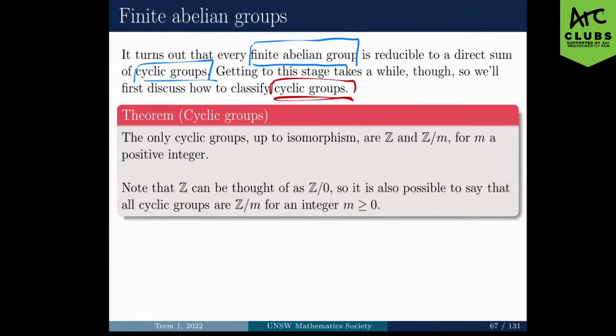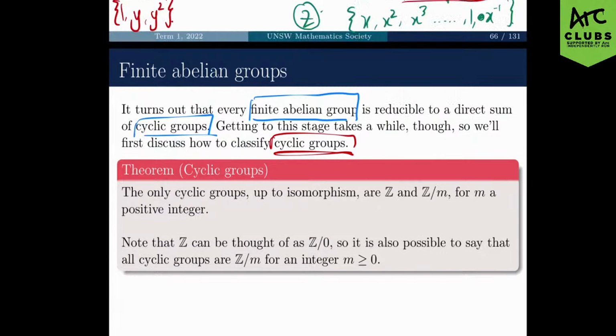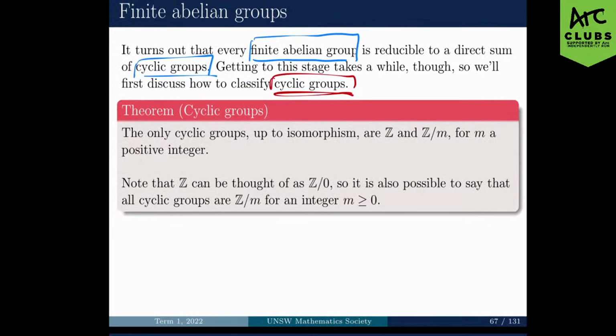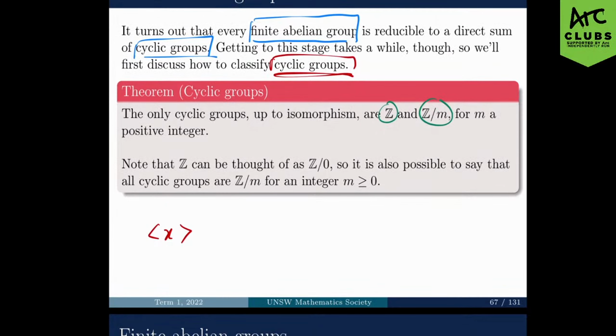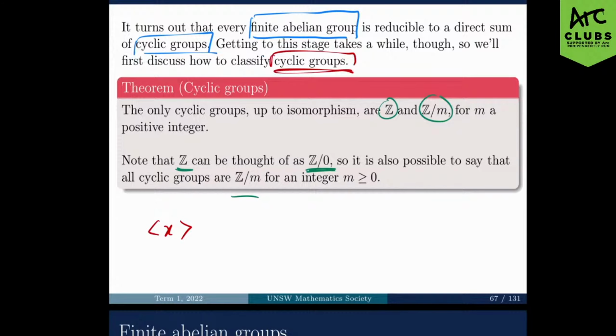So all cyclic groups, and we just kind of touched on that a bit before. Cyclic groups are just groups generated by one element. They're equal to Z or Z on M for M a positive integer. And there's a bit of a note here that Z can be thought of as Z divided by 0. So we can also just in general say that all cyclic groups are Z on M for some integer M greater than or equal to 0.